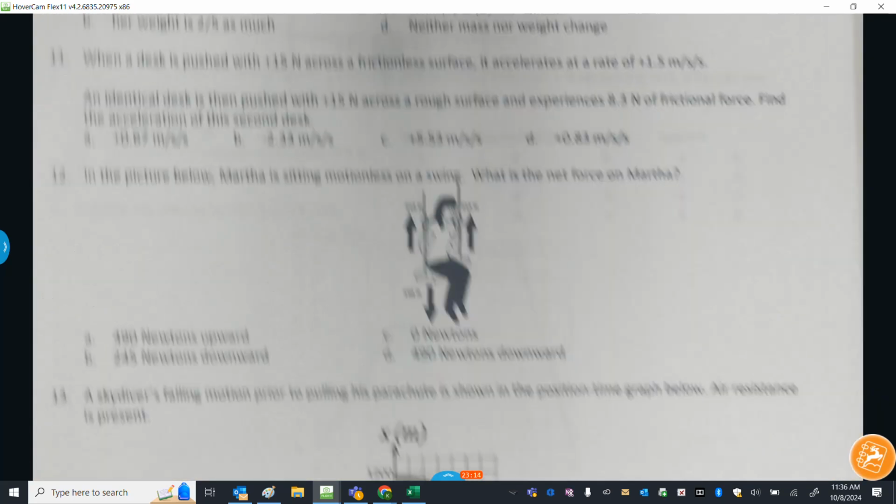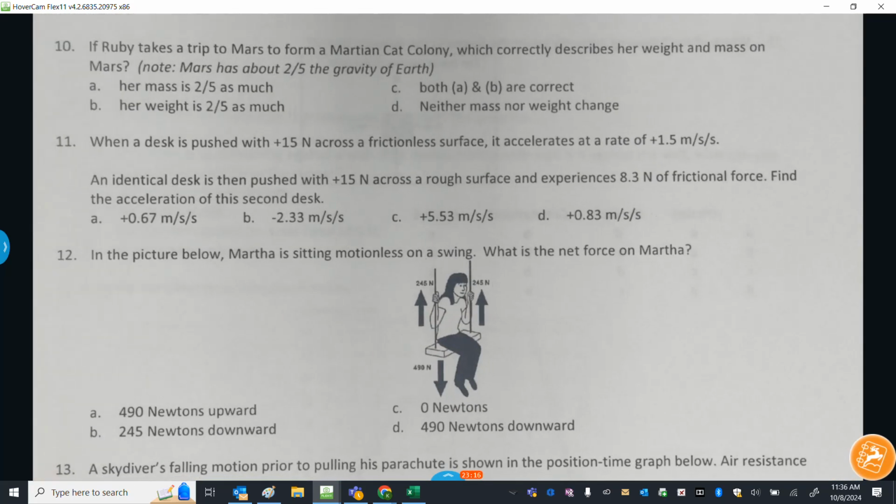Number 10 also has to do with Ruby, and it says if Ruby takes a trip to Mars to form a Martian cat colony, which correctly describes her weight and mass on Mars. Note, Mars has about 2/5 the gravity of Earth. And this goes back to our notes. When you talk about weight and mass in space or on a different planet or on the moon, your mass never changes. Okay, the mass doesn't change.